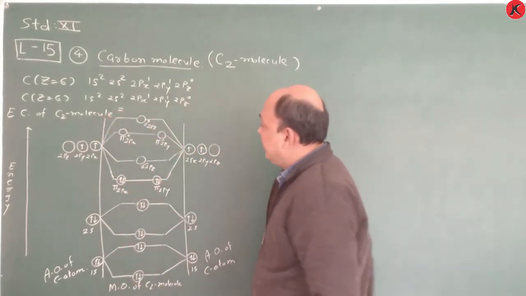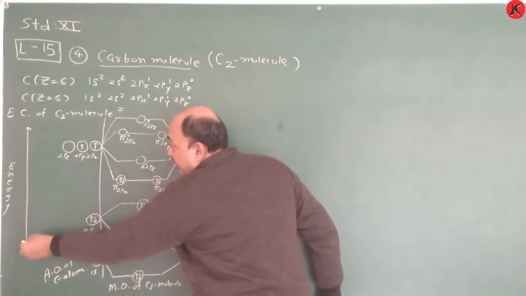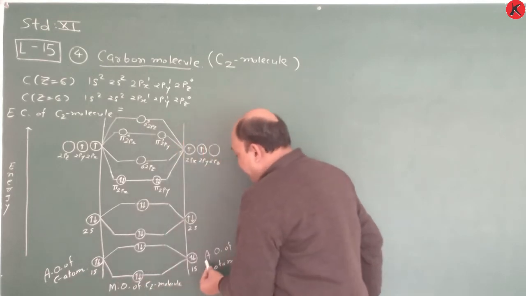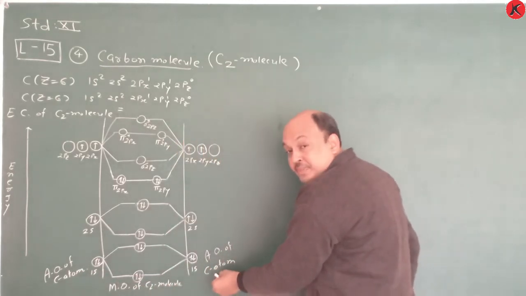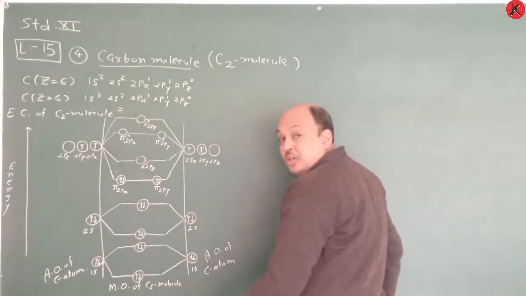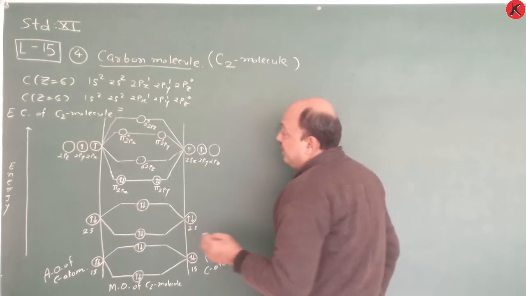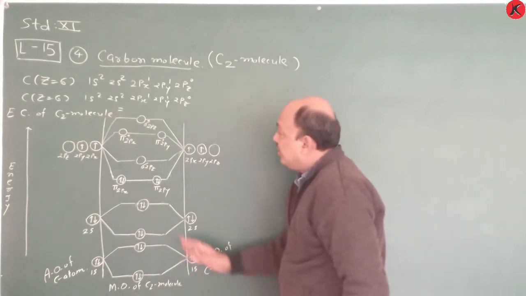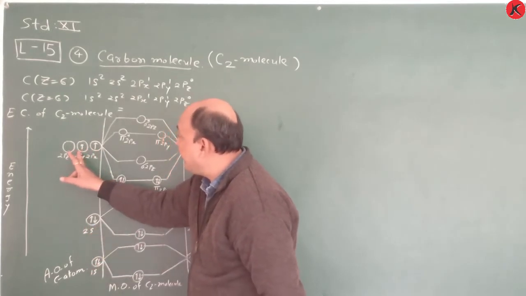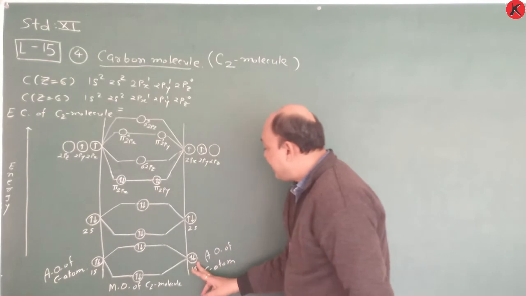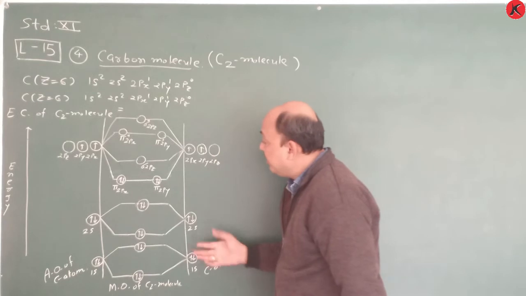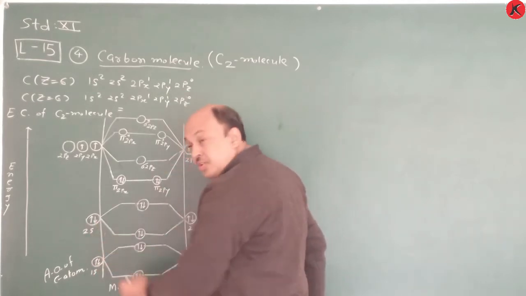Okay. So first of all, write down here energy. Don't forget to write this one. Atomic orbital of carbon atom, and this is also the atomic orbital of carbon atom. This is the molecular orbital of the C2 molecule. Now see here, write the electronic configuration: 1s2, 2s2, 2px1, 2py1, 2pz0. In the same way, 1s2, 2s2, 2px1, 2py1, 2pz0. And then you write down the electrons also.